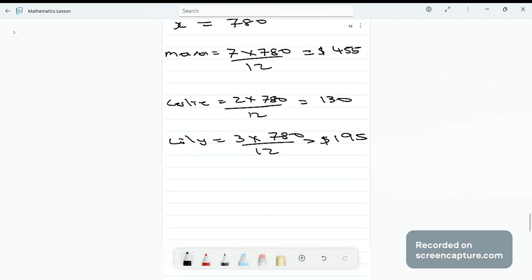All right. And it's comparing Mara and Leslie. So Mara got 455 and Leslie got $130. Let's subtract 130 from 455 to see if we will get 325. All right, so we have the large number at the top. 5 minus 0 gives us 5. 5 minus 3 gives us 2. And 4 minus 1 gives us 3. So we're able to prove that the share that Mara got and Leslie got, there's a difference of 325.